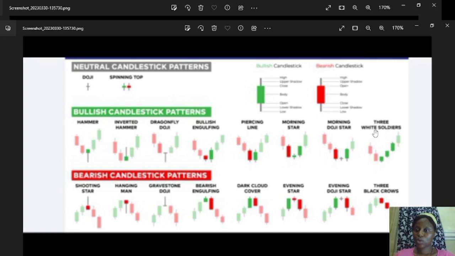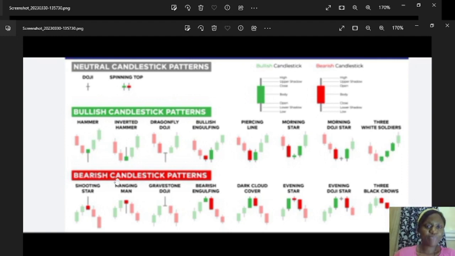We have the 3 white soldiers. For the 3 white soldiers, once in a downtrend, you start seeing 3 almost full bodied candles forming at the support area. Most times they are not really full body like Marubozu, but they are almost full, with a little wick forming. It shows that there's a bigger buy pressure coming into the market.